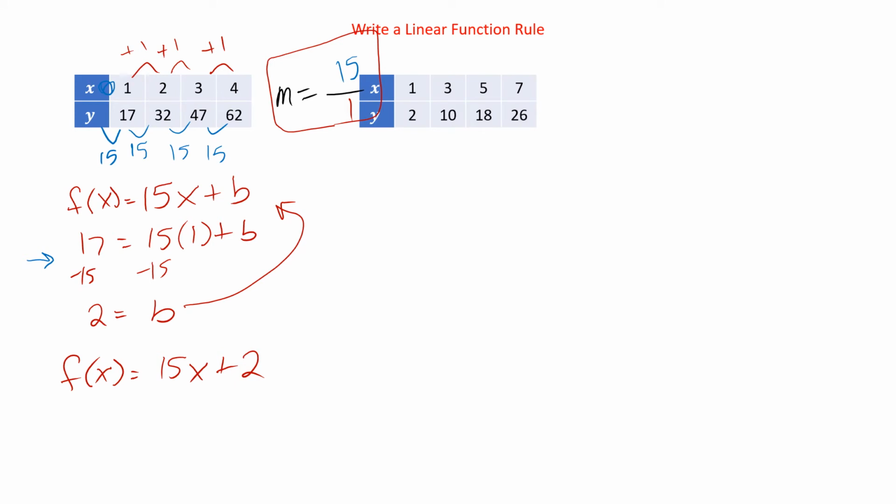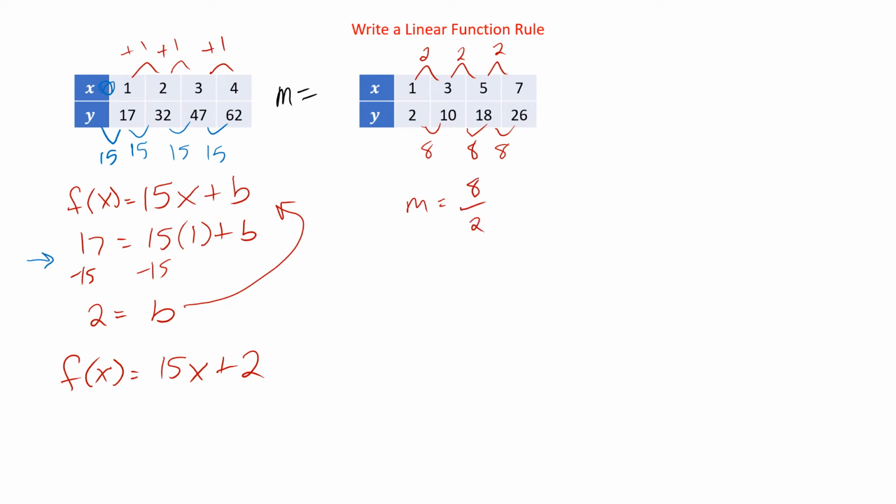For instance, this one. I'm going to erase my slope here a little bit. This one. We're going up by 2 each time. And here, 2 to 10, that's going to be plus 8. 10 to 18 is plus 8. 18 to 26 is plus 8. So our slope is going to be the change of y over the change of x.